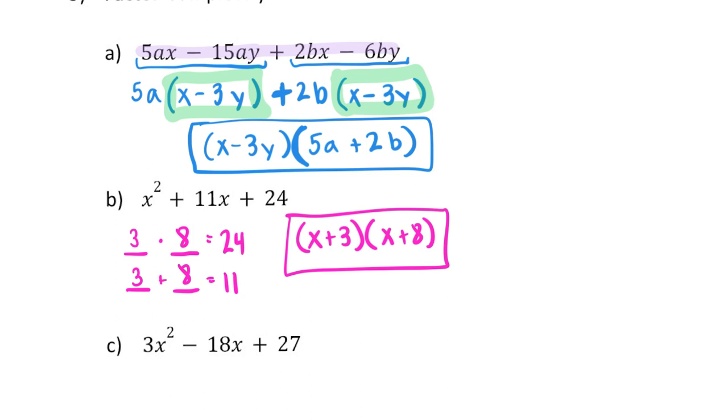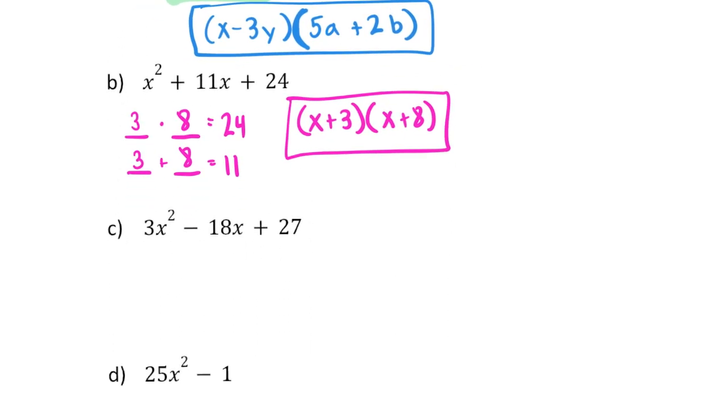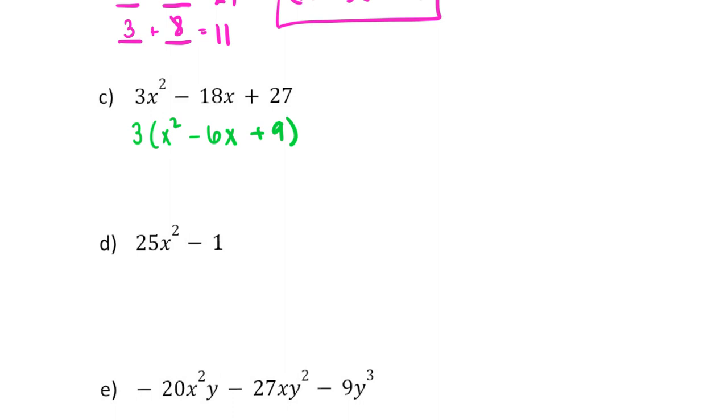On question C, though, it looks like there might be a greatest common factor. So let's go ahead on C, and we have 3, 18, and 27. The GCF between those numbers would be 3. So I'm going to factor out a 3 from my entire polynomial. Okay, now from there, it's a perfect square trinomial, so if you see that, you can write it right away.